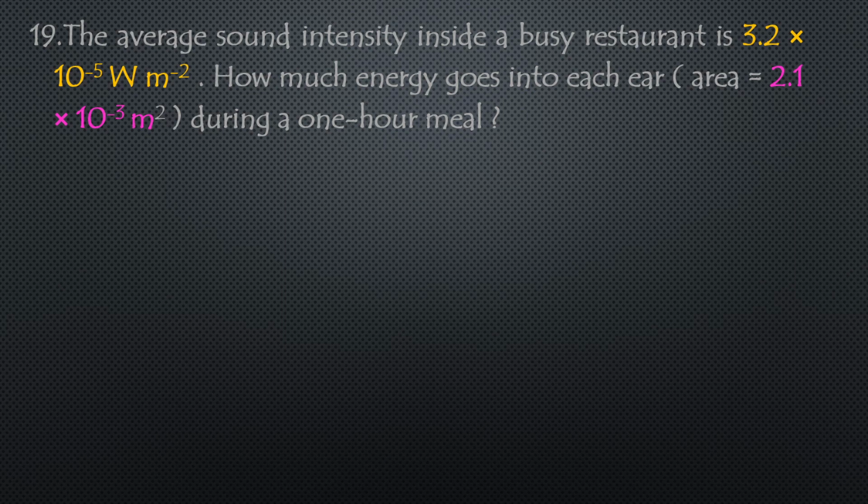Now it's our turn for question number 19. The average sound intensity inside a busy restaurant is given by 3.2 times 10 negative 5 watt per meter square. How much energy goes to each ear, given the area is 2.1 times 10 negative 3 meter squared, during a 1 hour meal? Firstly, we list down the information given. The sound intensity I is 3.2 times 10 power negative 5 watt per meter square, the area is 2.1 times 10 negative 3 meter square, and the time is 1 hour. So we convert to seconds and get 3600 seconds.